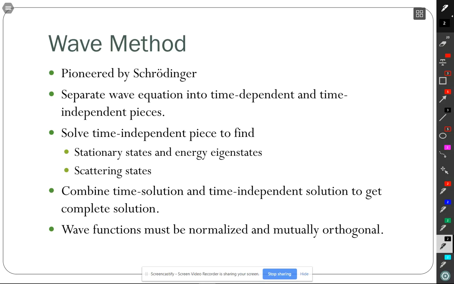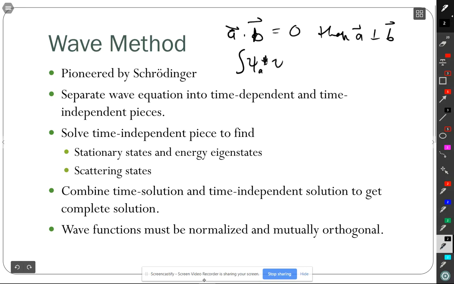And how do we do it? For math, we determine if vectors are perpendicular with a dot product: if A dot B equals 0, then A is perpendicular to B. That's what we learned in math. How do we do it in our space for quantum? We do the inner product. We do the integral of psi A star psi B dx over all space.